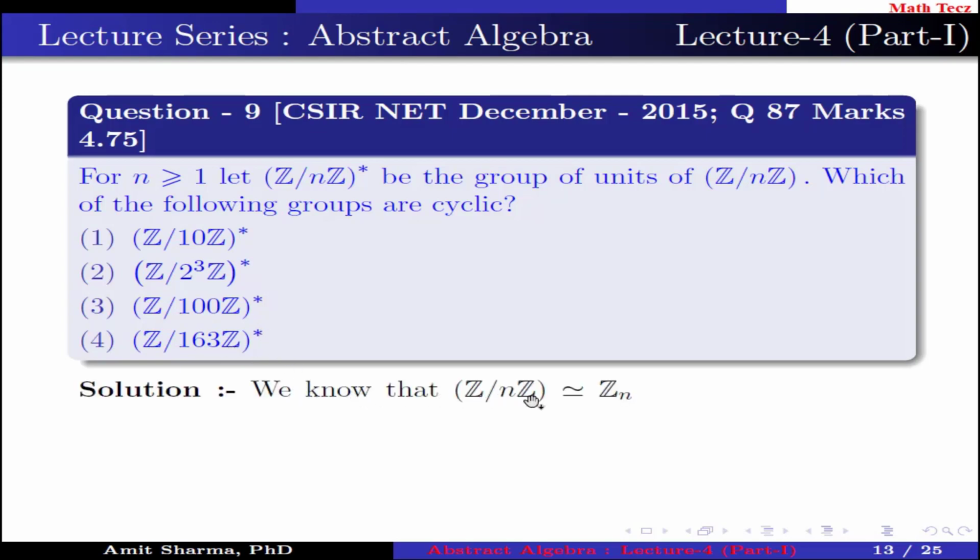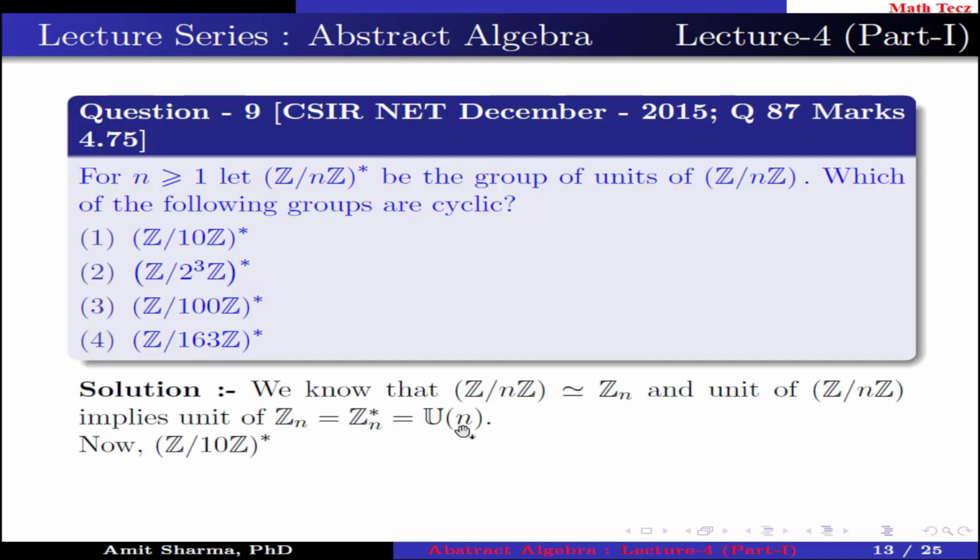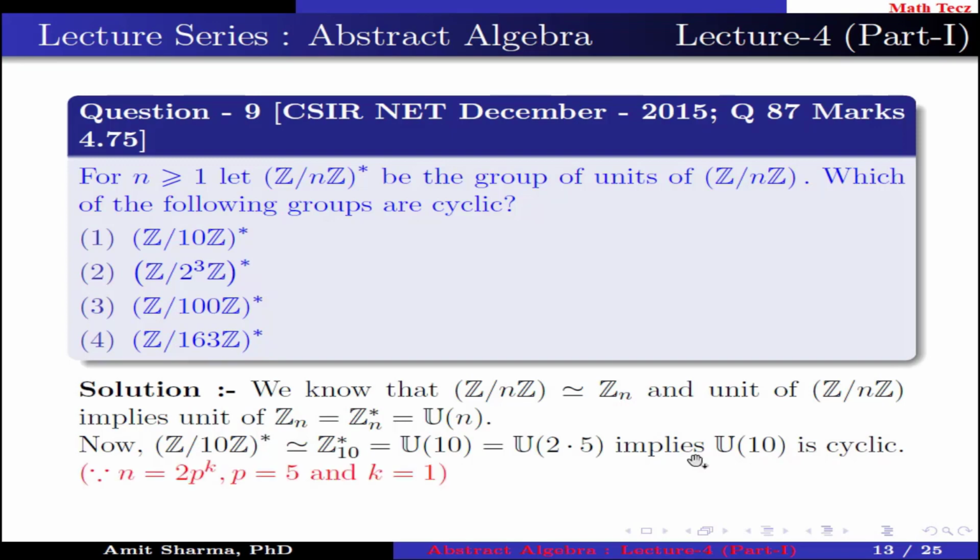We know that Z/nZ is isomorphic to Zn, and units of Z/nZ implies units of Zn, which is equal to Zn star, which is equal to U of n. Now, Z/10Z star is isomorphic to Z10 star, which is equal to U of 10, which is further written as U of 2 into 5, implies U10 is cyclic because n is 2 into p to the power k, here p is 5 and k is 1. Therefore, option 1 is right.